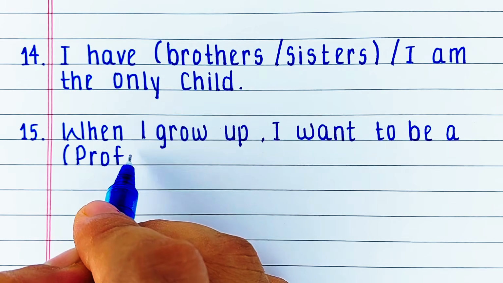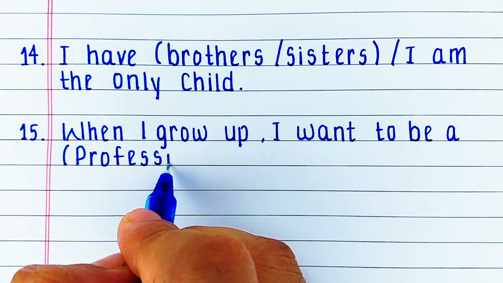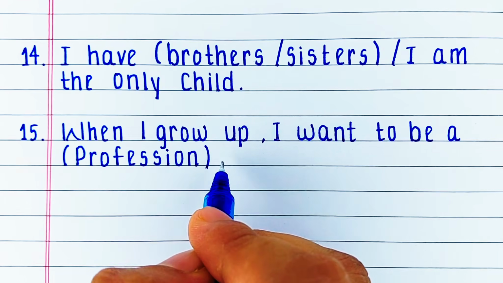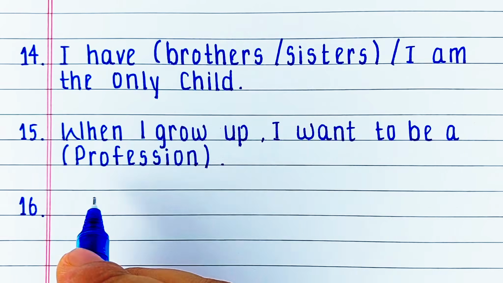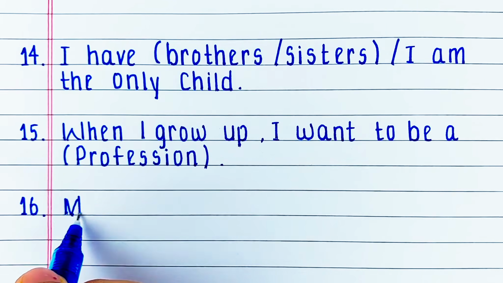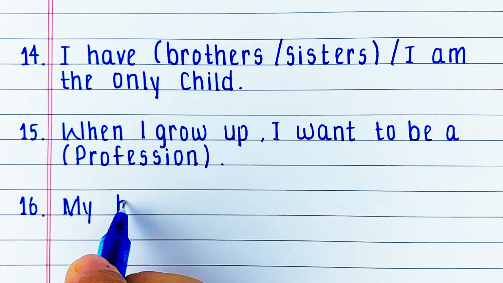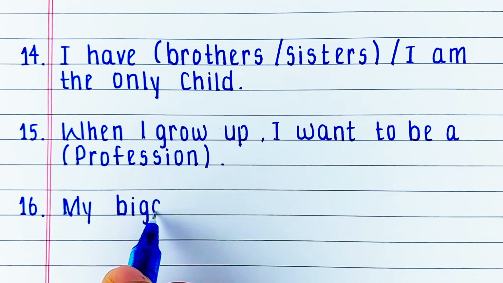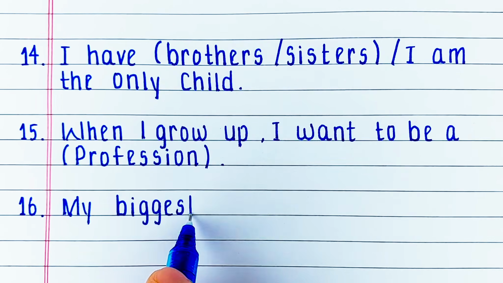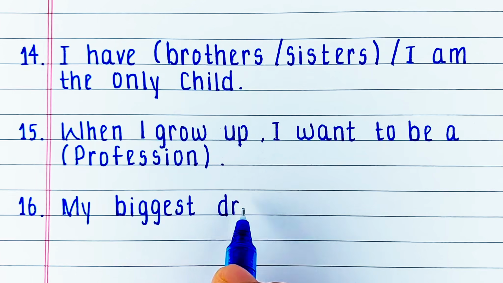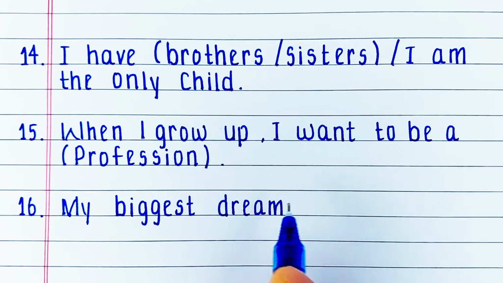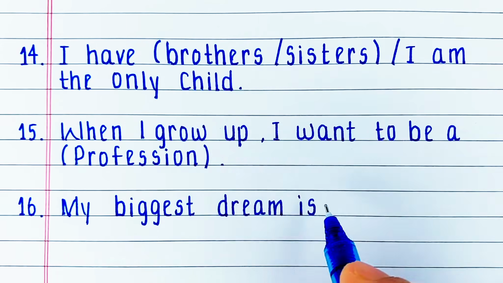Line number 15: When I grow up, I want to be a dash. Here, you have to mention your dream profession or the aim of your life. Next line: My biggest dream is dash. Here, mention the biggest dream that you have.